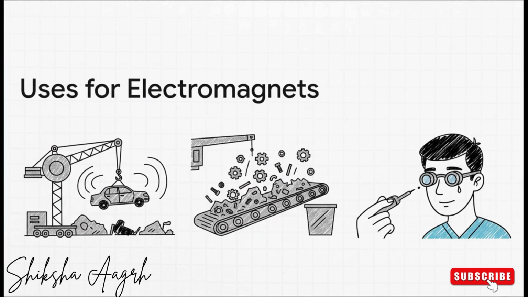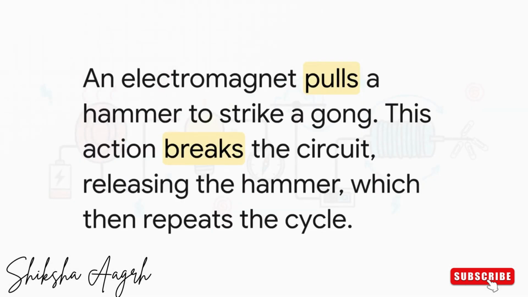And these on-demand magnets, they are everywhere. I'm talking about the giant cranes in scrap yards that can lift entire cars. They're used to pull iron and steel out of junk. Doctors use incredibly precise little electromagnets to pull tiny bits of metal out of a person's eye. And yeah, they're also in something you probably use all the time, the electric doorbell.